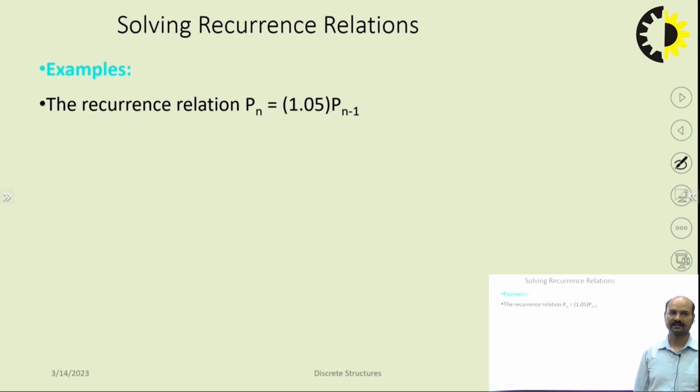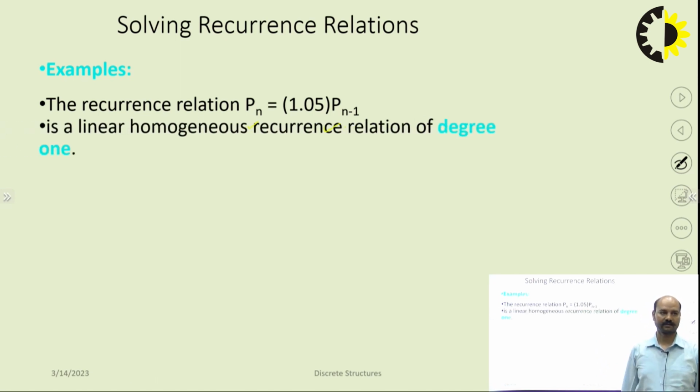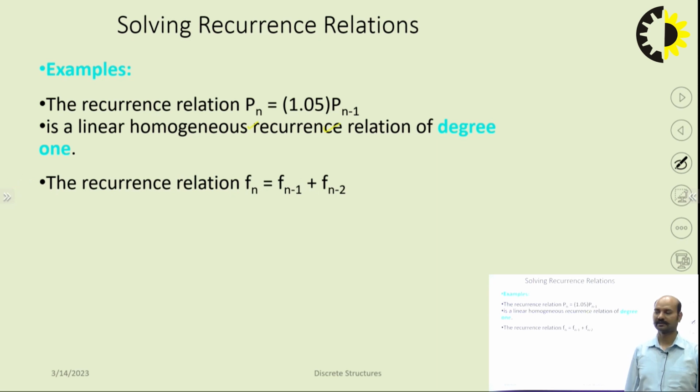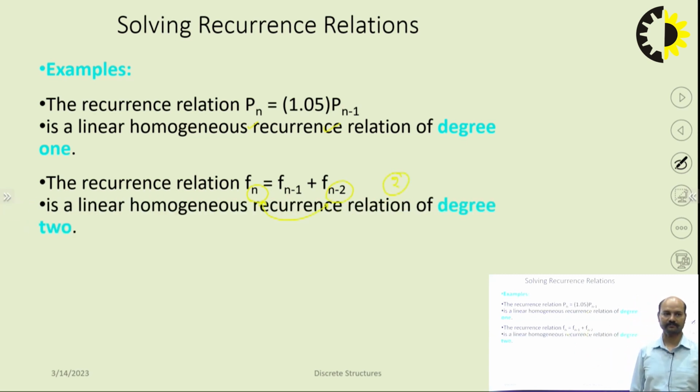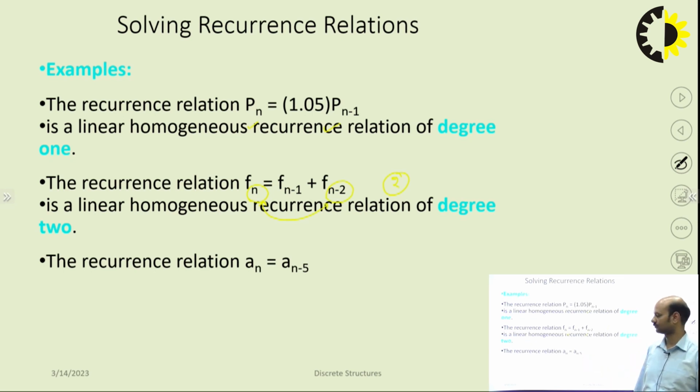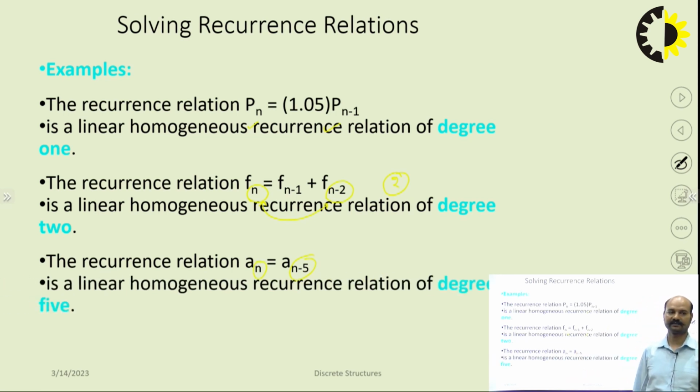For example, the recurrence relation Pn is equal to 1.05 times Pn minus 1 is a linear homogeneous relation of degree 1. For another recurrence relation, we check the lowest and highest index of the relation and calculate the difference between them. The difference is 2, so its degree is 2. Then again, for an and an minus 5, the difference is 5, so that recurrence relation is of degree 5.